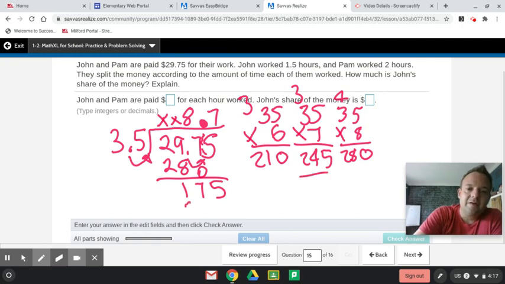Wait, what? No, $1. Oh, shucks. I was thinking something else. I was thinking this was a 2. It's not. Okay, so we got to go 35 times 4, maybe.